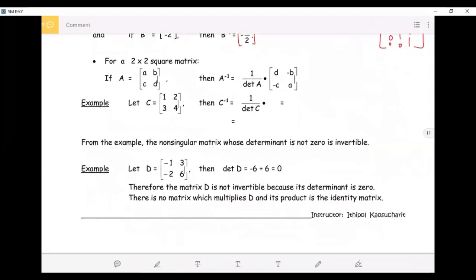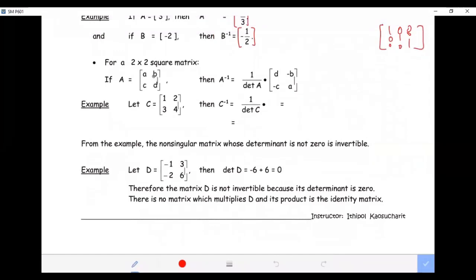Okay, 2 by 2 matrix now. If you want to find the inverse of a 2 by 2 square matrix, the formula is like this. A inverse is 1 over the determinant of A, and then multiply with that. Let me tell you like this. Do you remember the diagonal, right? This is called the diagonal.